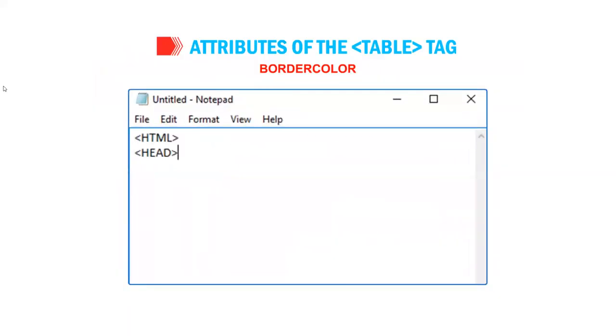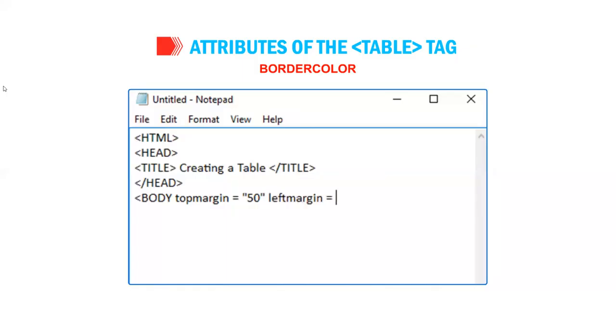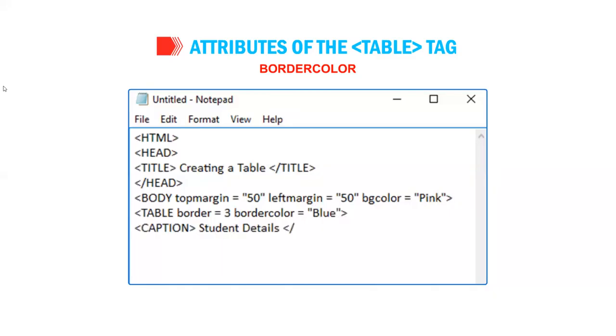<html>, <head>, <title>Creating a table</title>, </head>. <body topmargin="50" leftmargin="50" bgcolor="pink">. <table border="3" bordercolor="blue">. <caption>Student details</caption>.